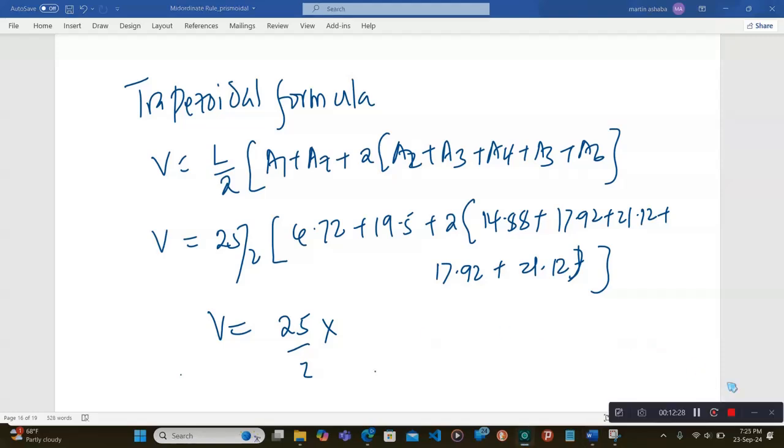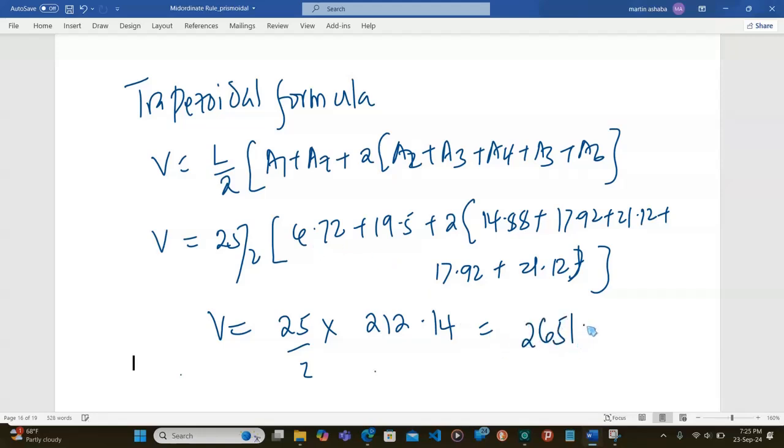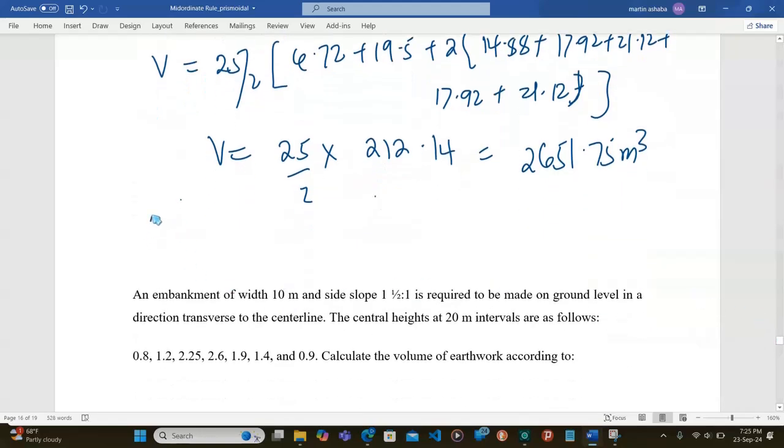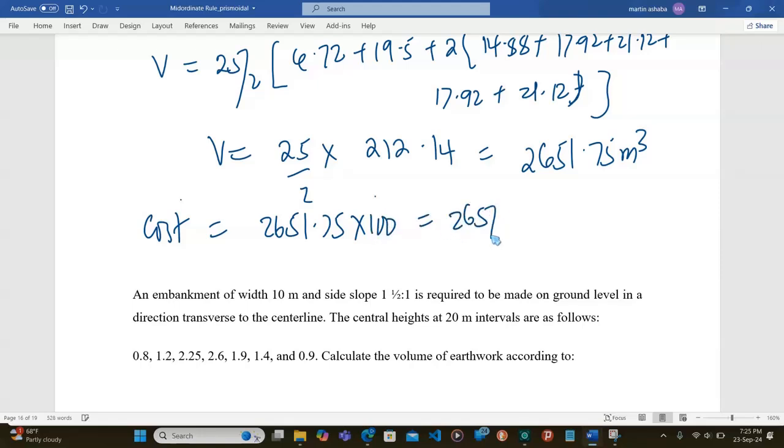We have 212.14, and this is equal to 2651.75 cubic meters. So the cost will therefore be 2651.75 times 100, because we are told that the cost is 100 US dollars per cubic meter.